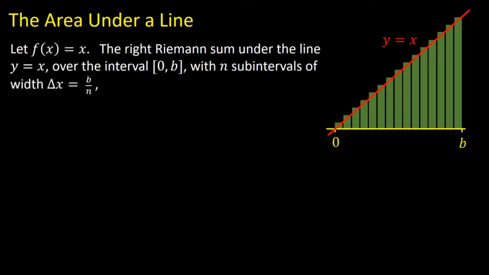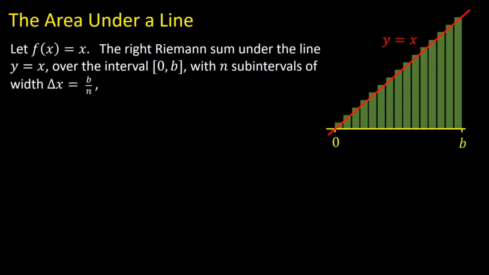And the first is just the line y equals x. For simplicity, we'll take the interval 0 to b. The area under the curve, well, we know that that's a triangle with base b and height b. So we already know what the area is. So this will be a good test case to see if the integral gives us what we expect.